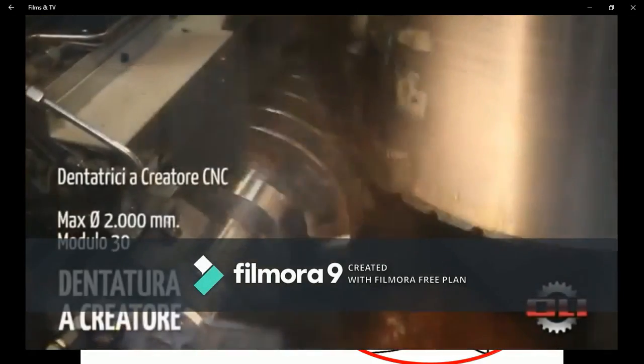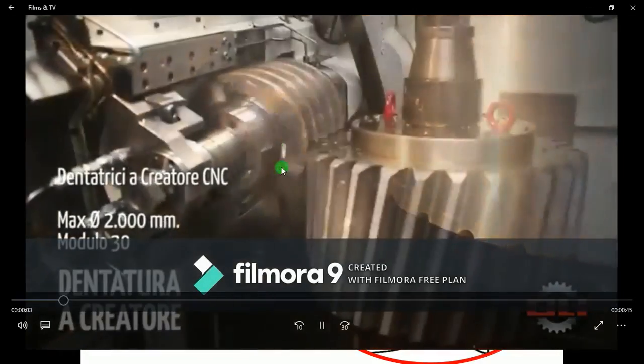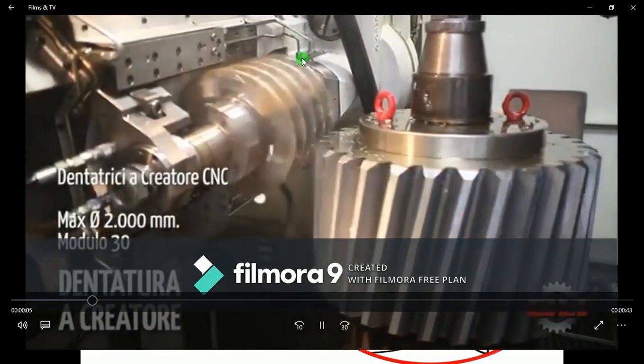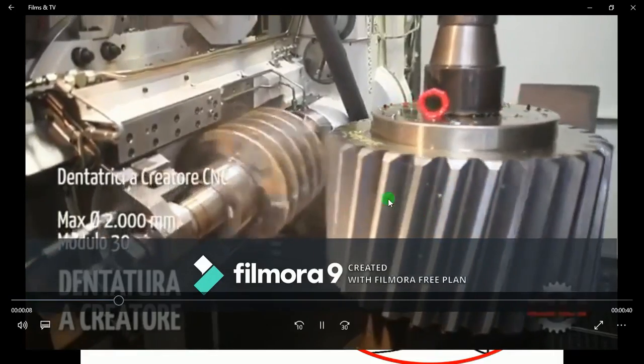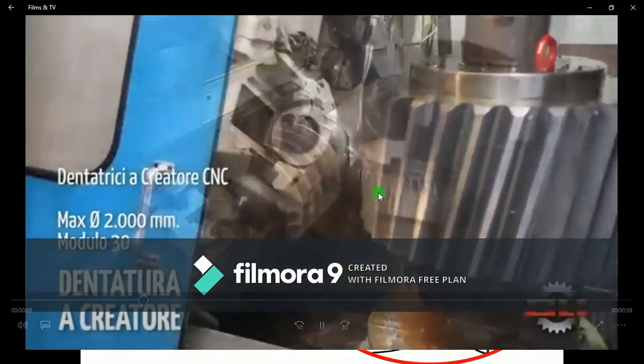Gear production using the gear hobbing process. There is a gear hob. This is a gear blank. Both are rotated, and they generate the gear.